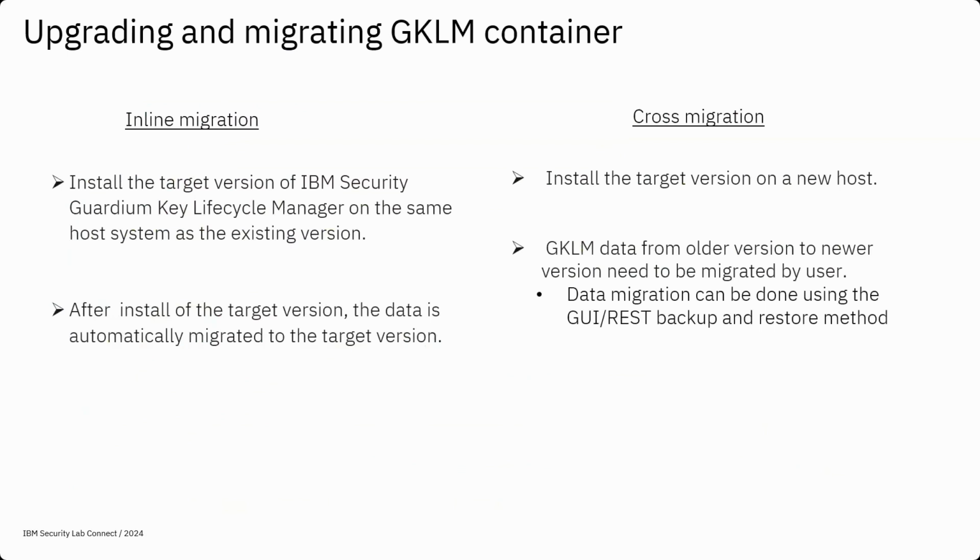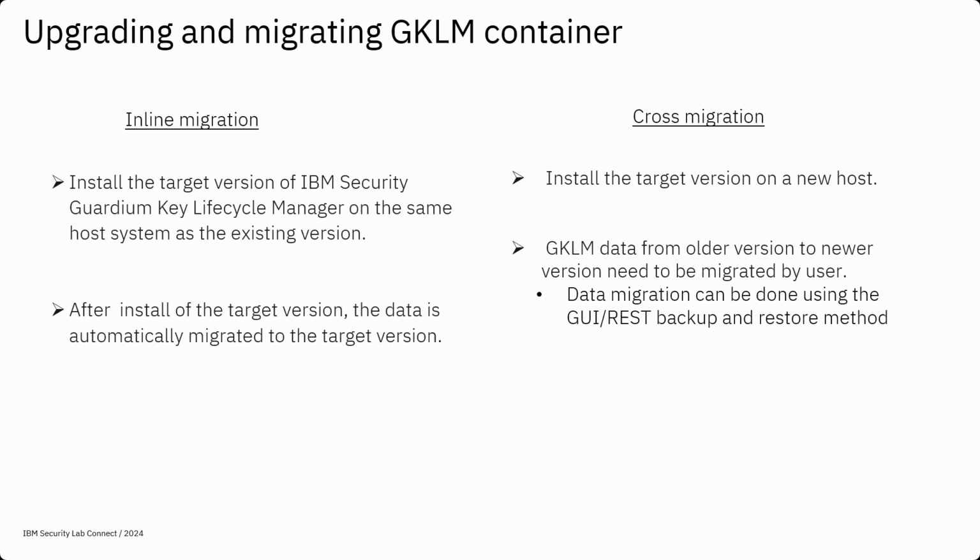Upgrading and migrating GKLM container. Here also, we have the inline and cross migration techniques for the upgrade. In inline migration, new GKLM application container of the target version runs on the same platform. For inline migration, update the target version GKLM image tag in the values.yaml file of container and use helm upgrade command to perform the upgrade. Data will be automatically migrated to target version during upgrade of containers.